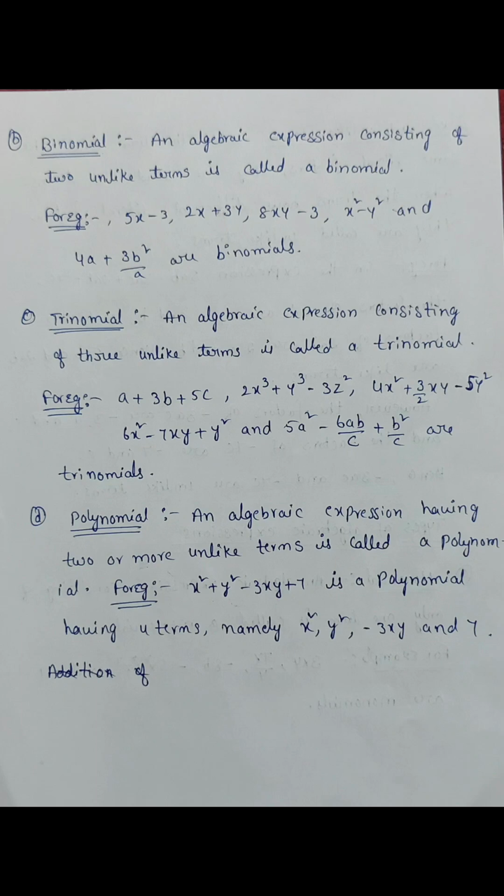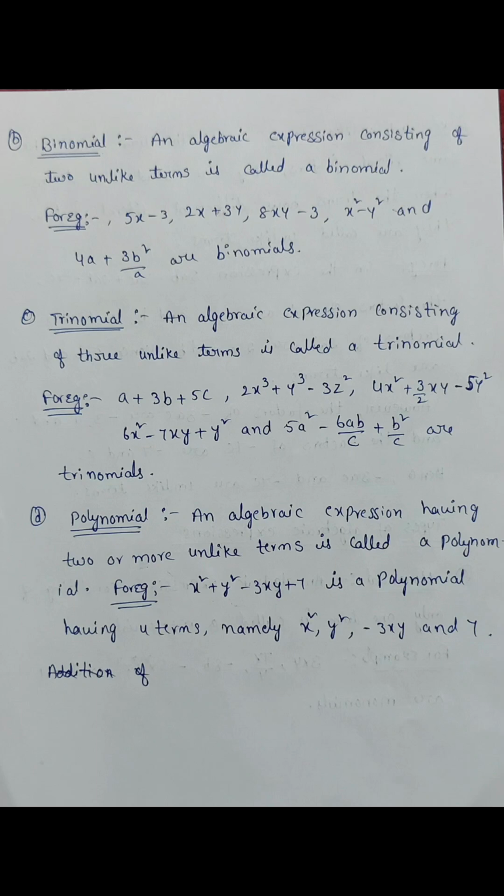Trinomial. An algebraic expression consisting of three unlike terms is called a trinomial. For example, a plus 3b plus 5c, 2x cube plus y cube minus 3z square, 4x square plus 3 by 2xy minus 5y square, 6x square minus 7xy plus y square, and 5a square minus 6ab by c plus b square by c are trinomials.